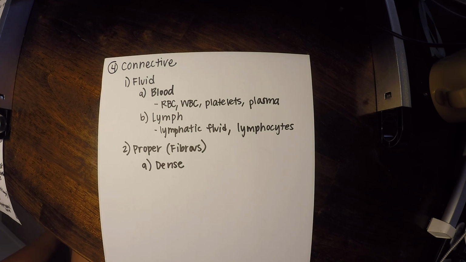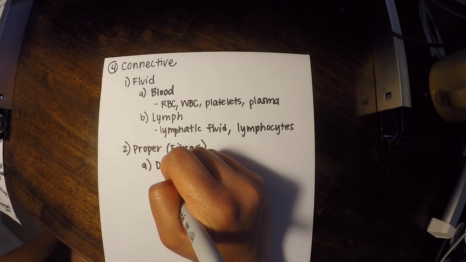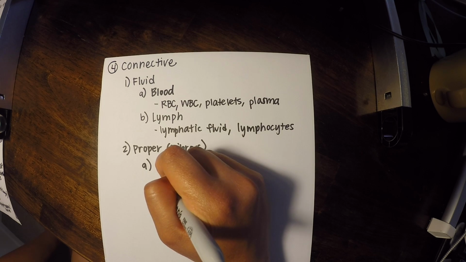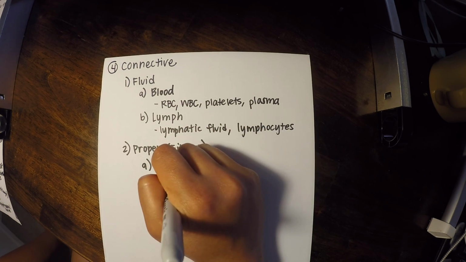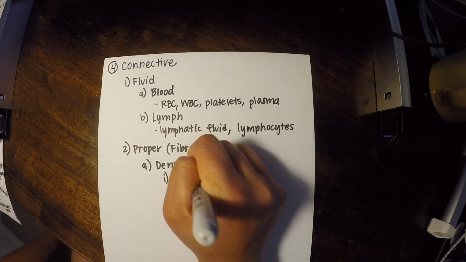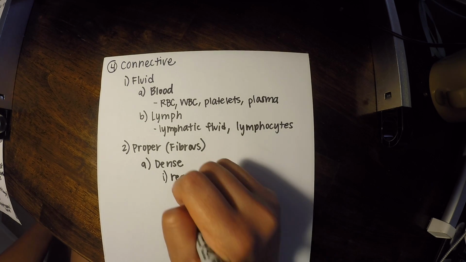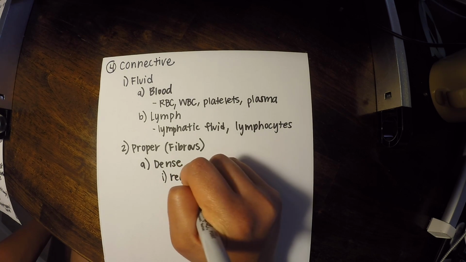And within that, we have a few different types. So the first one is called regular. And an example of that is tendons and ligaments.